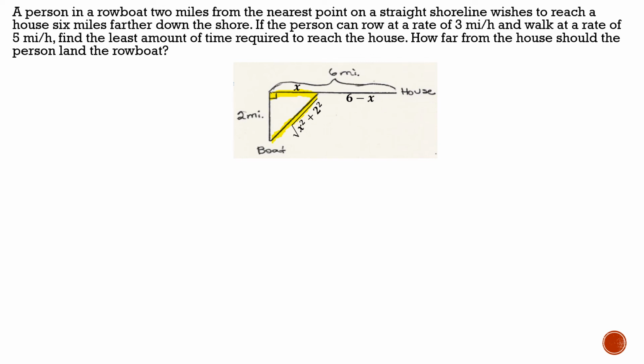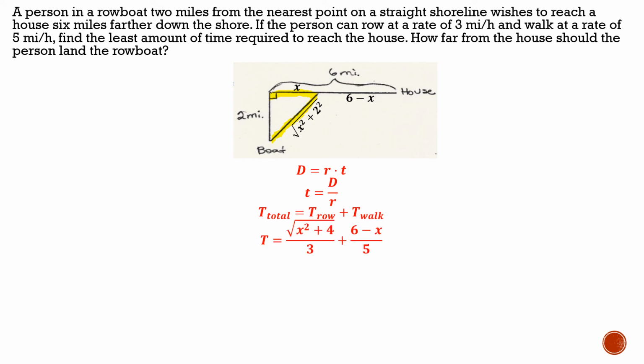Alright, now you have to remember your formulas. Some of you guys might not remember this, but you need to remember the formula that distance equals rate times time. Now, if I take this formula and solve for time, since we're trying to find the least amount of time, I get time equals distance over rate. So my total time in this case would be the total time for rowing plus the total time of walking.